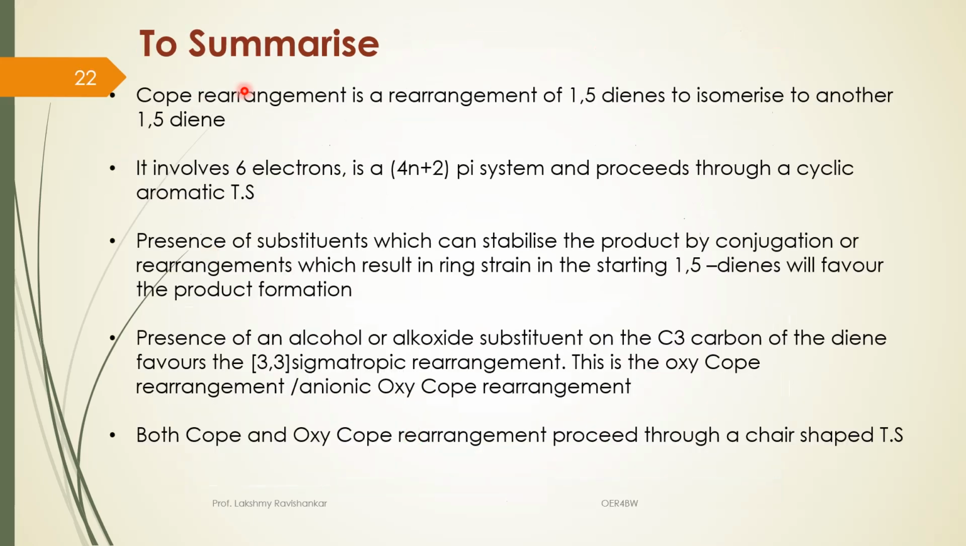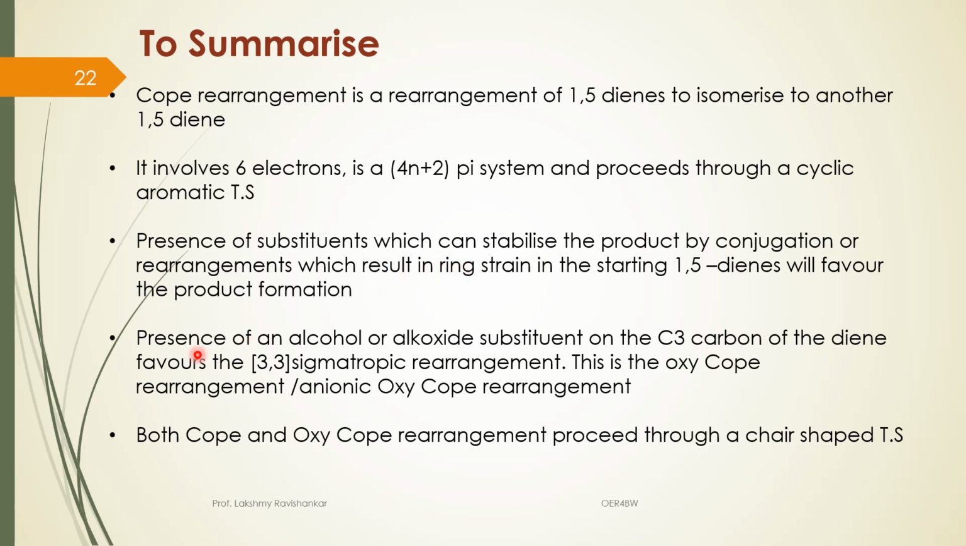So to summarize, the Cope rearrangement is a rearrangement of 1,5-dienes to isomerize to another 1,5-diene involving 6 electrons. So it's a 4n plus 2 pi system, proceeds through a cyclic aromatic transition state. If I have substituents which can stabilize the product by conjugation, or rearrangements which result in release of ring strain in the starting 1,5-dienes, will favor the product formation. This is resulting in release of ring strain.